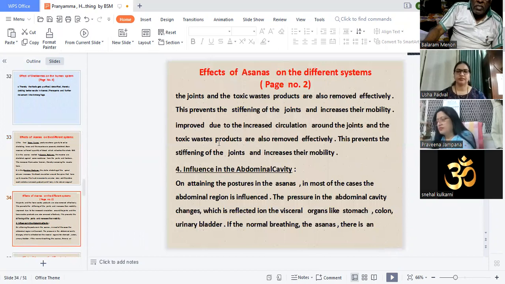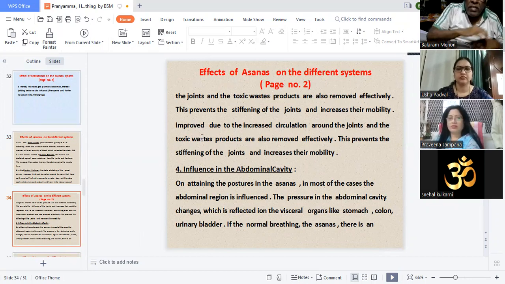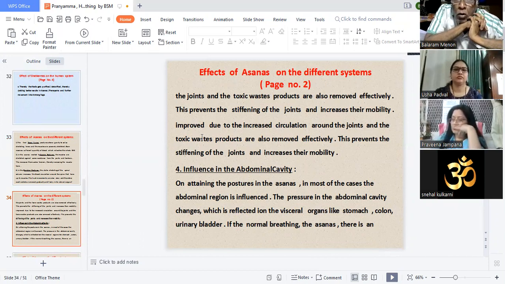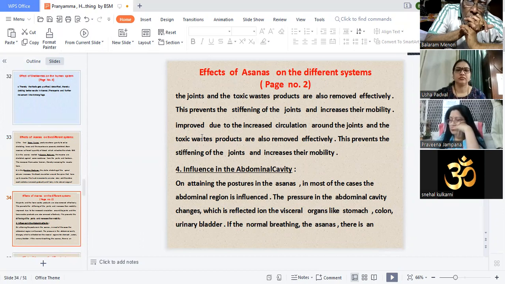Effect of the asana on different systems. Joints: the nutrition is improved due to the increased circulation around the joints, and the toxic waste products are also removed effectively. This prevents the stiffening of the joints and increases their mobility.